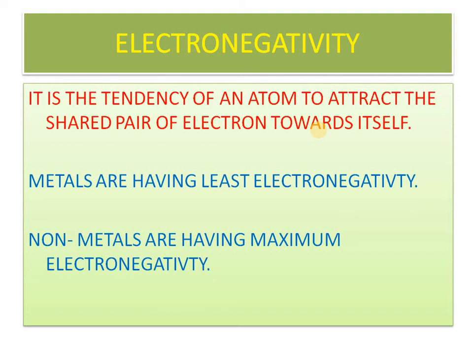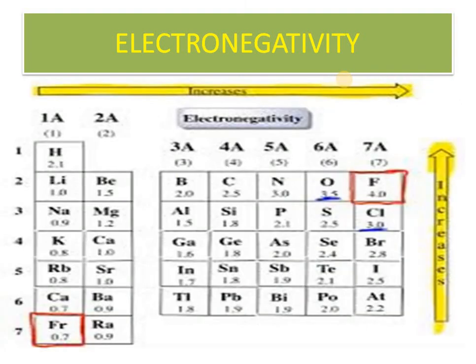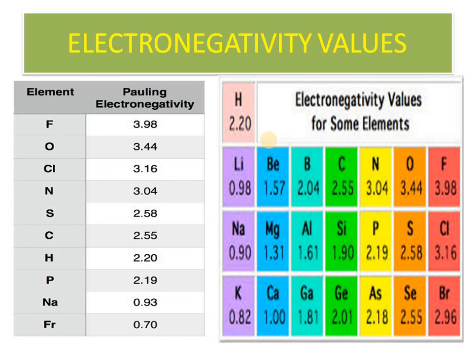Metals have the least electronegativity, and non-metals have the maximum electronegativity. Okay, now this is the trend. Fluorine has the maximum electronegativity in the periodic table, and francium, cesium have the minimum. Means metals have the least electronegativity, non-metals have the maximum. Okay, so these are the values. Fluorine is maximum, francium is the least, and these are the elements which have values, and these are based on some scale.